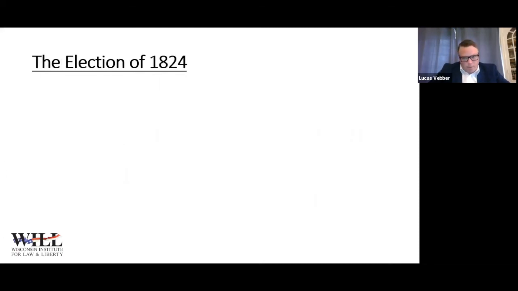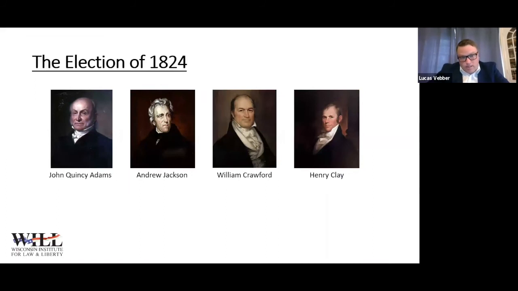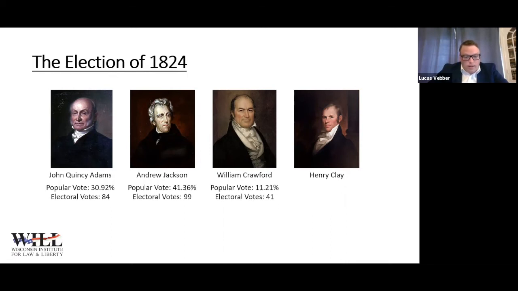Now we'll get into just a couple of the more contentious elections, I guess, in which the individual who ultimately ended up winning the presidency did not receive a majority or even a plurality of the popular vote. In the election of 1824, you saw John Quincy Adams, Andrew Jackson, who got the plurality there with 41%, William Crawford, and Speaker of the House Henry Clay.